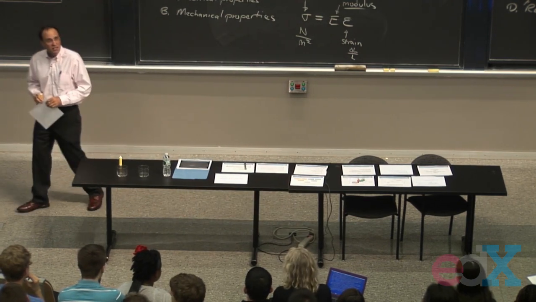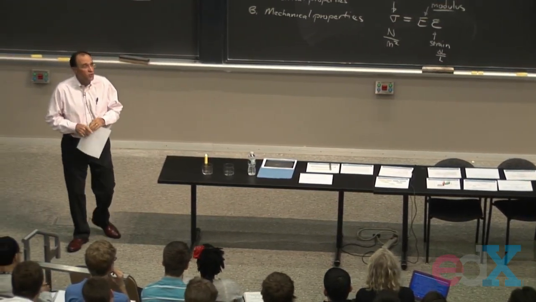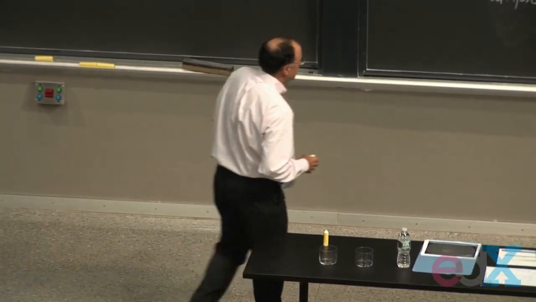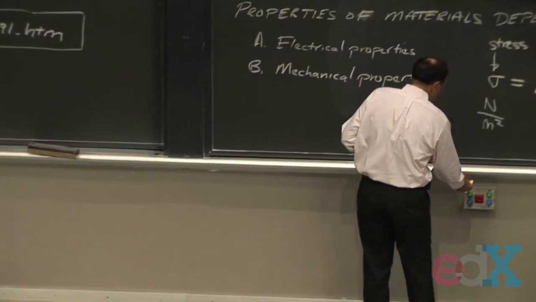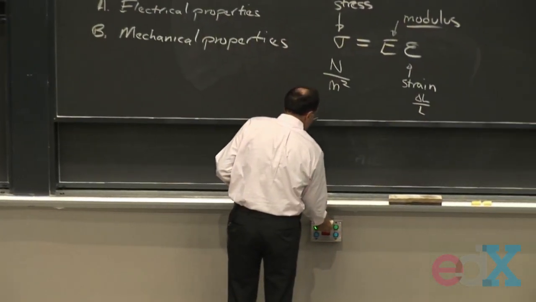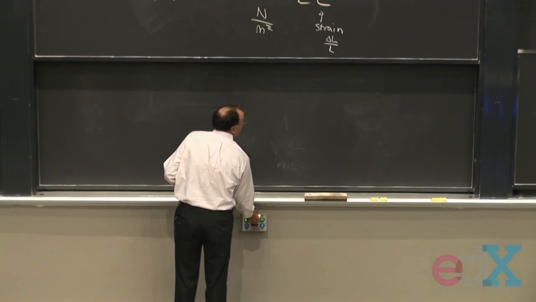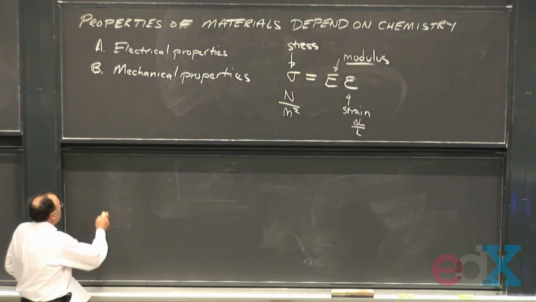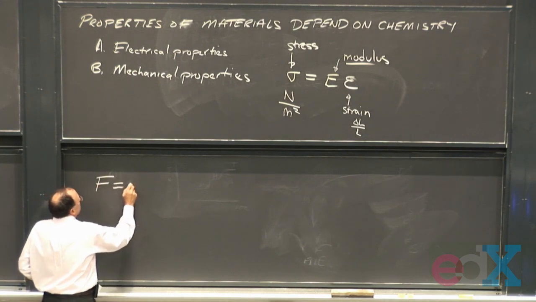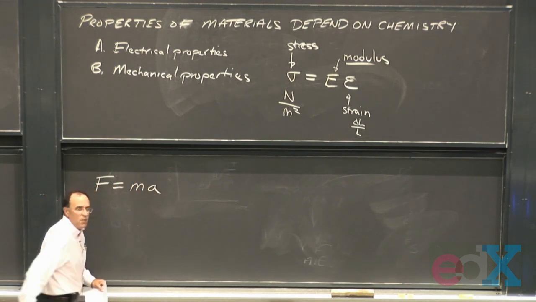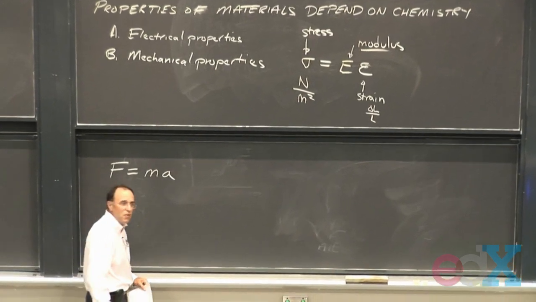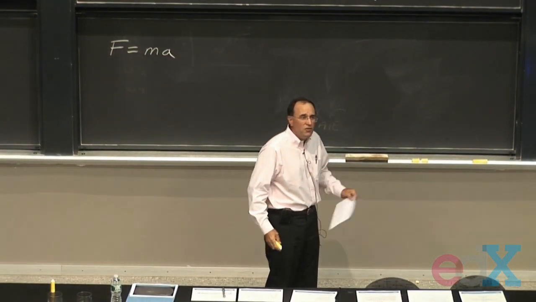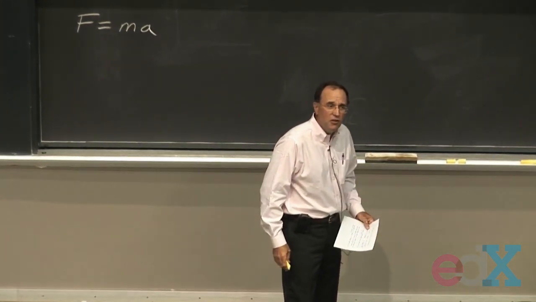The problem was, up to the 18th century, the view of the world was largely mechanical. People thought of everything being F equals ma, right? Force equals mass times acceleration. It was a Newtonian world. Newton had solved everything.